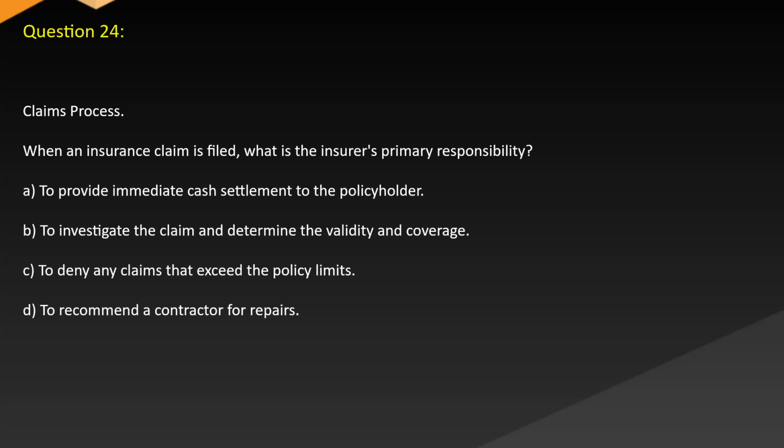Question 24. Claims process. When an insurance claim is filed, what is the insurer's primary responsibility? A. To provide immediate cash settlement to the policyholder. B. To investigate the claim and determine the validity and coverage. C. To deny any claims that exceed the policy limits. D. To recommend a contractor for repairs.